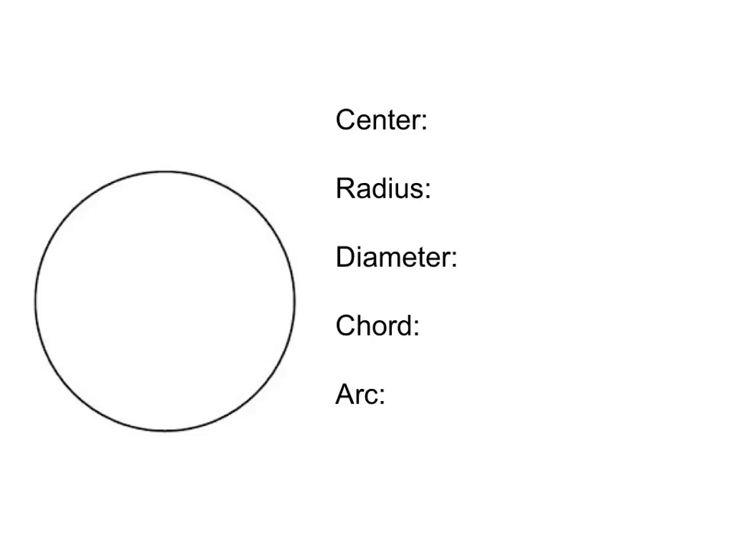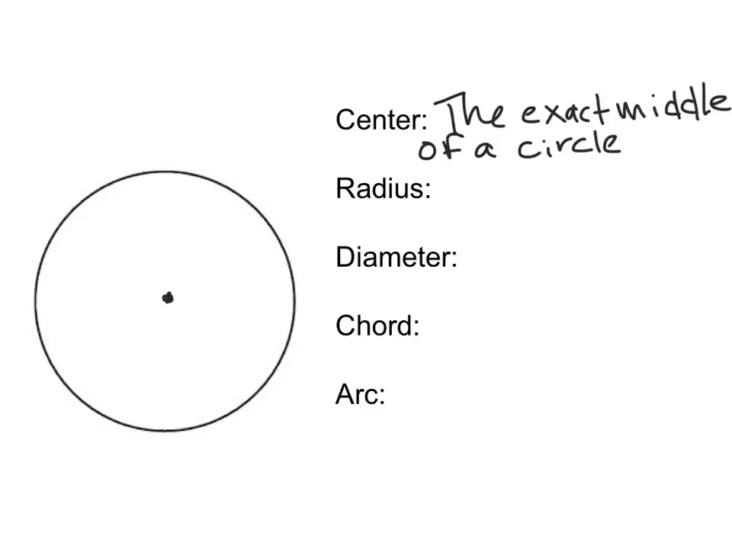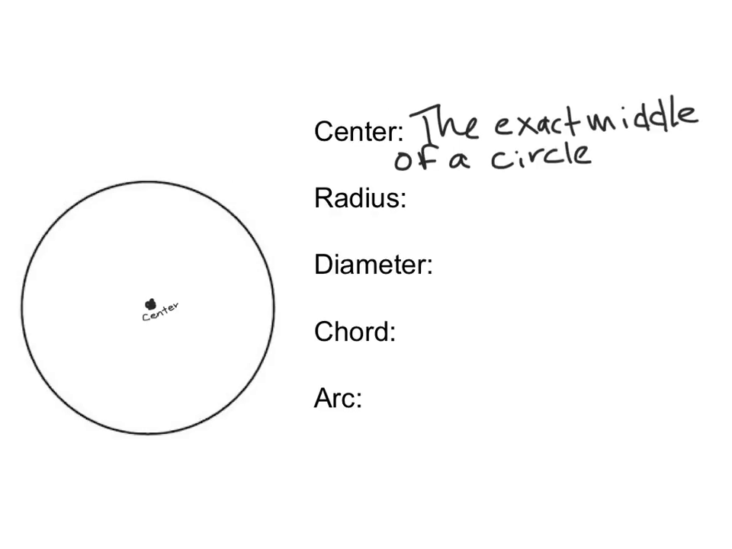All right, so let's start with center. You might be able to guess that one. The center should be in the exact middle of a circle. Go ahead and put a dot in where the center would be, and we're going to label it with center. Don't write too big though, because we have lots of other things to add too.